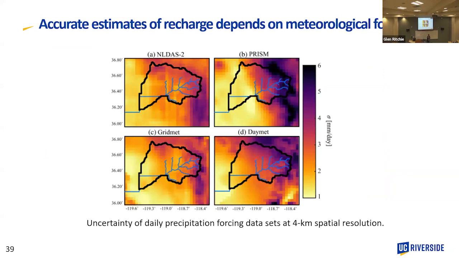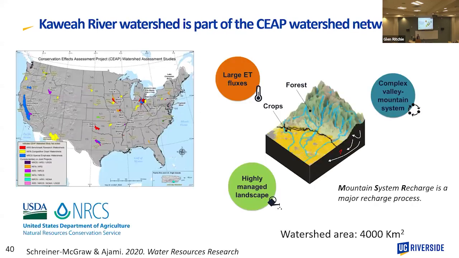To accurately predict recharge, we need to have good meteorological data. Here it shows the variability in precipitation across 4 different meteorological products that are commonly used in hydrologic modeling. As you can see, these don't agree with each other, particularly in the mountainous area.